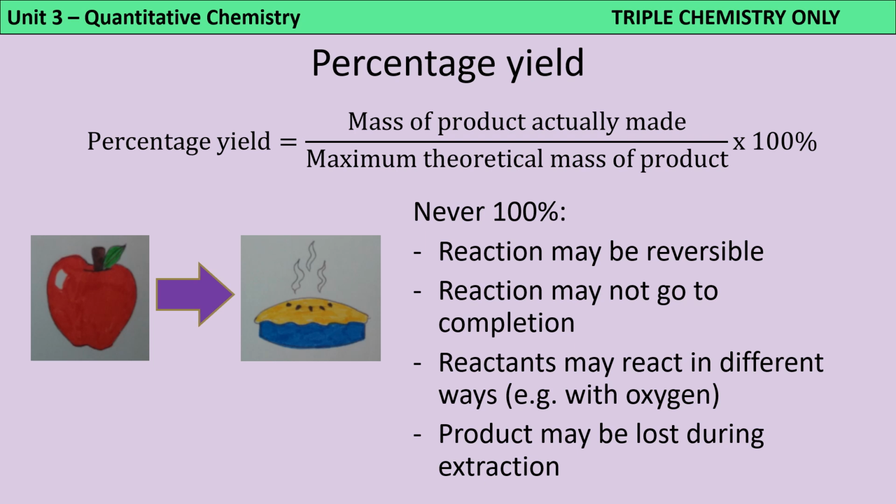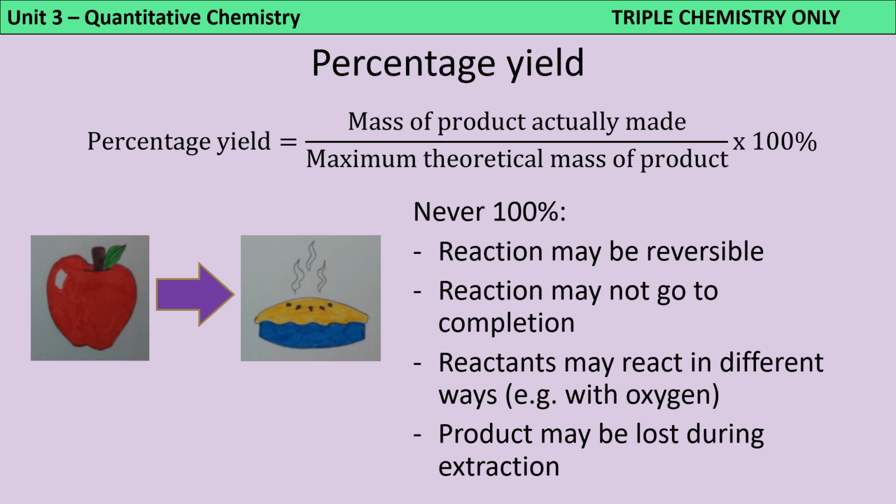If you have a reversible reaction, then it's extremely unlikely that equilibrium is going to lie all the way over on the right-hand side. Otherwise, it kind of wouldn't be a reversible reaction. So basically, that reaction has not gone to completion. It's not finished, and therefore we haven't made as much product as we expect.